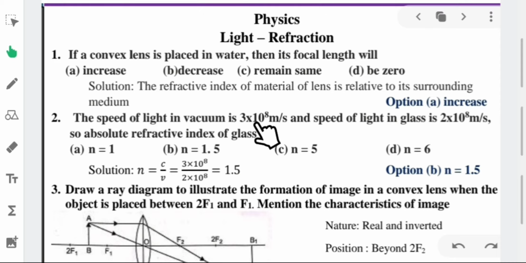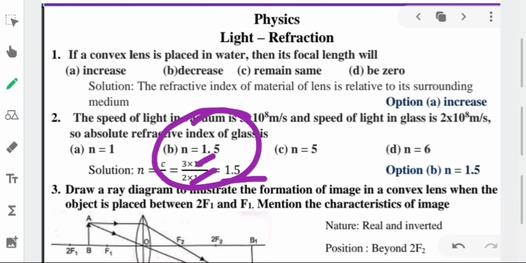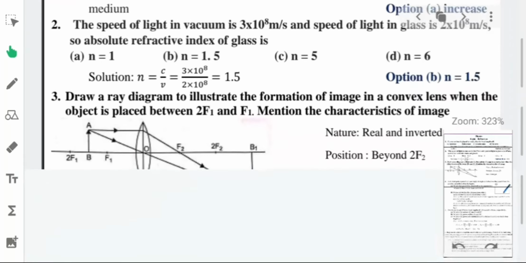When we substitute 3 into 10 to the power of 8 and 2 into 10 to the power of 8 in this formula, we get this. And when we solve this, here 10 to the power of 8 and 10 to the power of 8 get cancelled. We get only 3 by 2. When 3 is divided by 2, we get the answer 1.5. So the answer is B. Next we'll go to the third question.